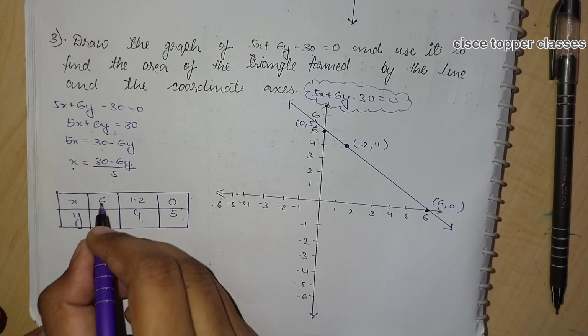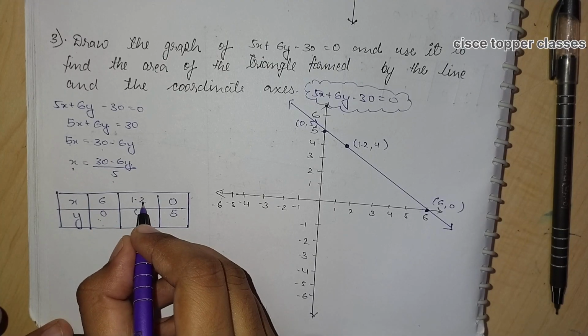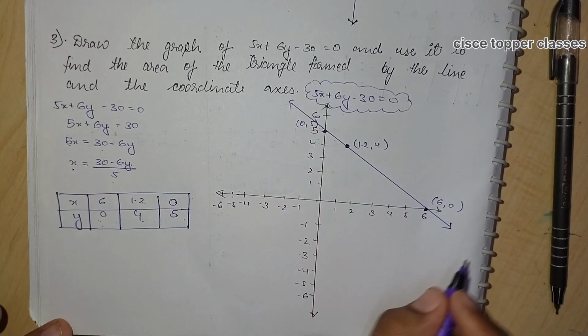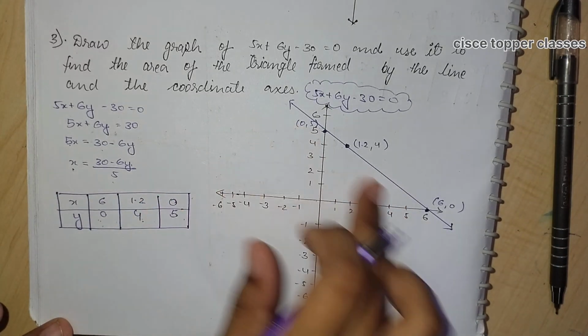If we put 0 here, it will be 6, and if we put 4, this will be 1.25, then 0. We have marked all these coordinates here, and we have joined this line. We are getting this line.